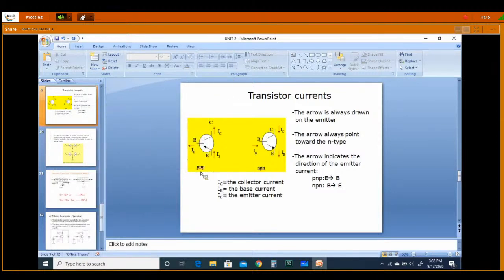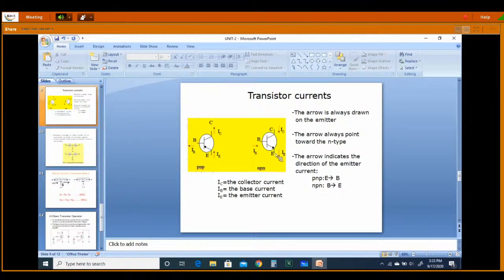Now see, what is the PNP transistor? If the arrow mark current, its arrow mark is into this. That means current is flowing from emitter to collector. That is your PNP transistor. In the NPN transistor, current is flowing from collector to the emitter.